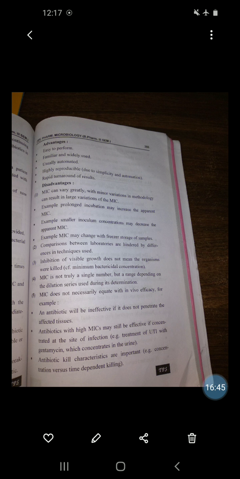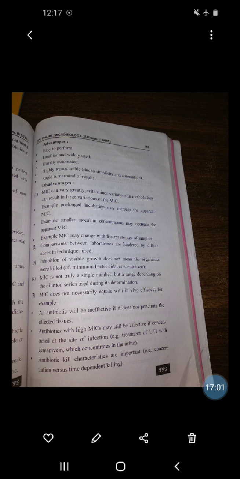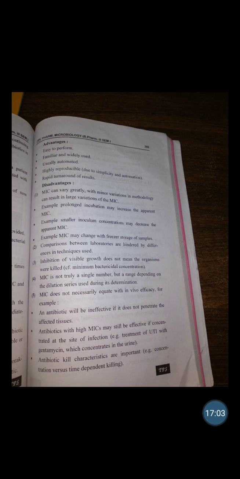Then what are the disadvantages? MIC can vary greatly with a minor variation in methodology, which can result in large variation of MIC. For example, prolonged incubation may increase the apparent MIC. Another example, a smaller inoculum concentration may decrease the apparent MIC.